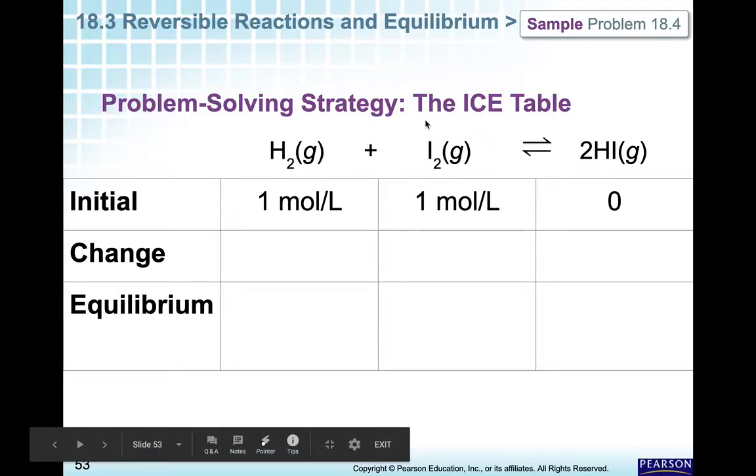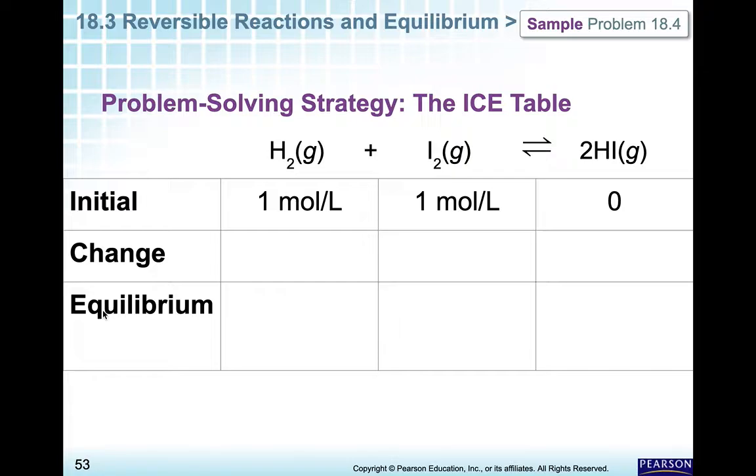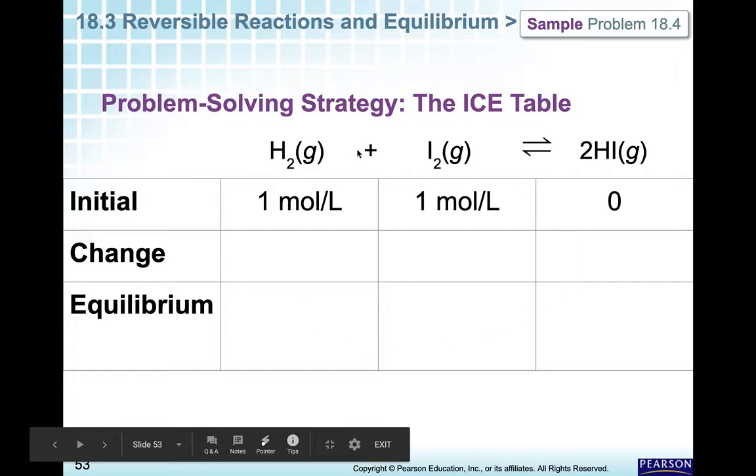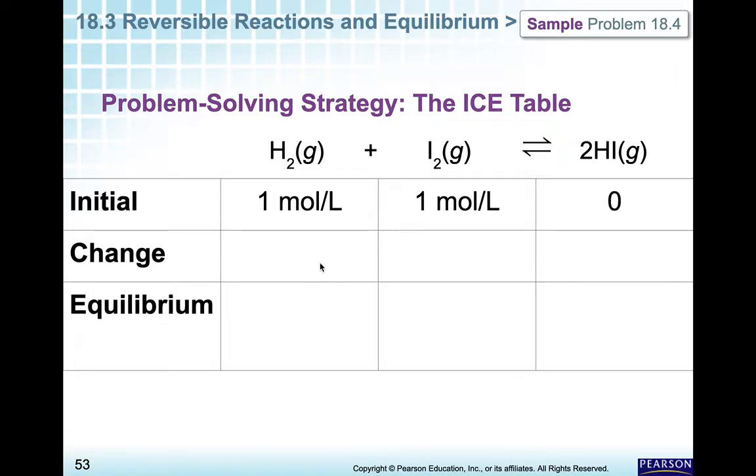This strategy is called making an ICE table. ICE stands for initial, change, and equilibrium. So when we make this table, we've got a box. We've got a place to put all of our relevant numbers. And so up here I've written out that chemical reaction again, and I filled in some of our information. So the first step in the ICE table is writing down what you have initially, what you start with in your reaction container. And remember, we started with 1 mole of each reactant in a 1 liter container.